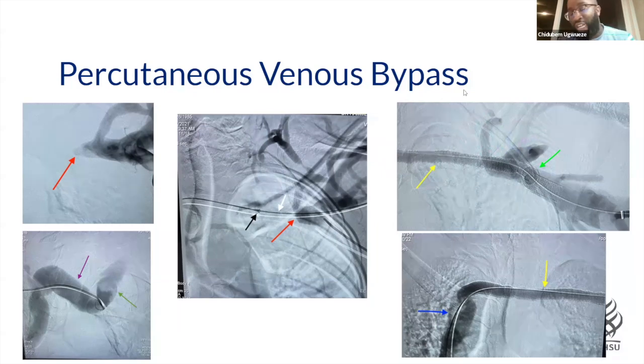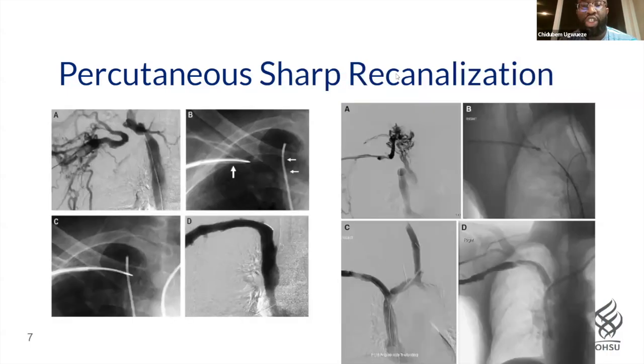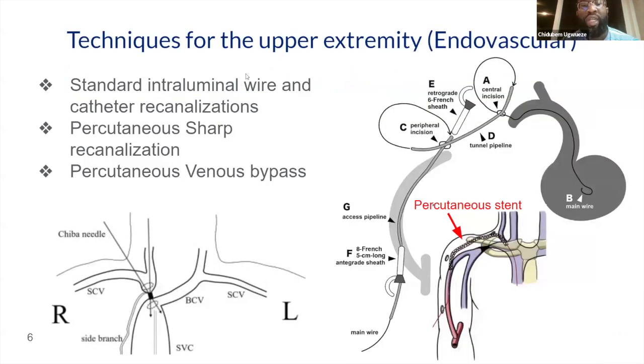All right, so that's the general gist for upper extremity venous recanalization. Now, this percutaneous bypass, like I mentioned, is rare to do. I'm just including it for completeness. The usual mainstay is standard intraluminal wire and catheter recanalization. If this doesn't work, then most people refer the patient to an institution that has high volume for sharp recanalization to attempt that. And then as a last resort, the percutaneous venous bypass.